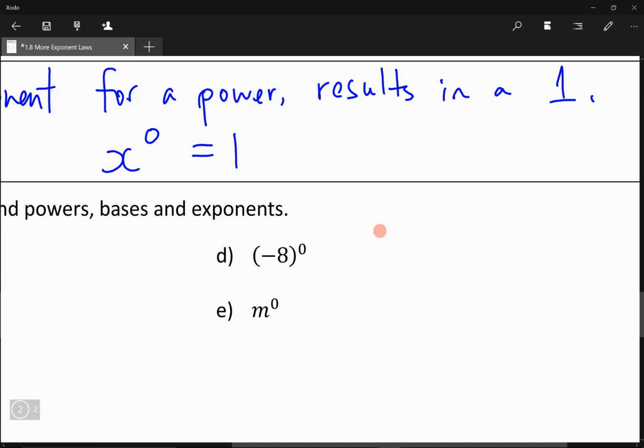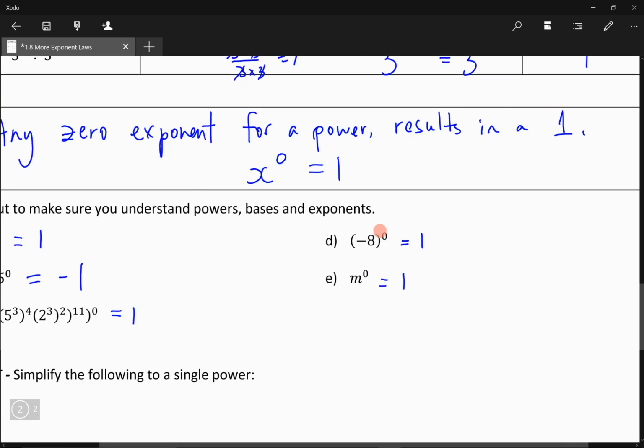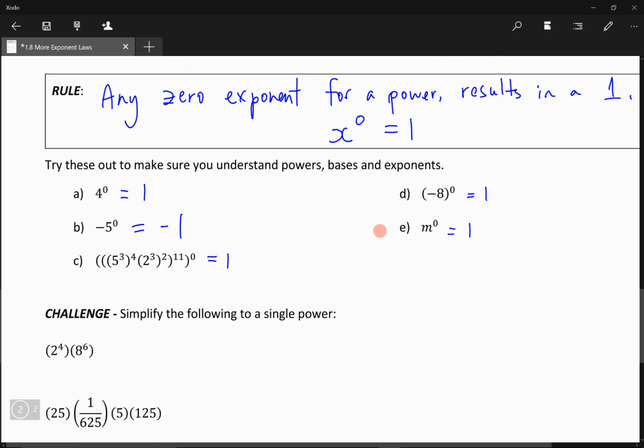Negative 8 to the power of 0, so negative 8 is in brackets, you're going to get 1. Even a variable raised to the power of 0, you're going to get 1. No matter what, if it's raised to the power of 0, it's 1.